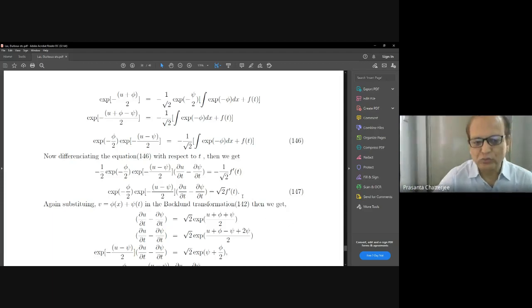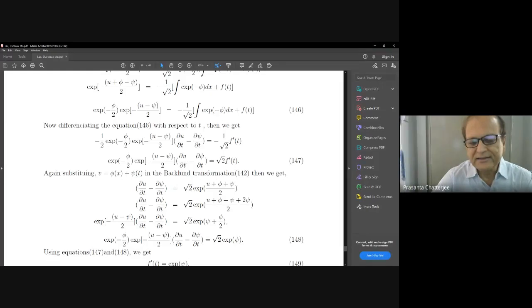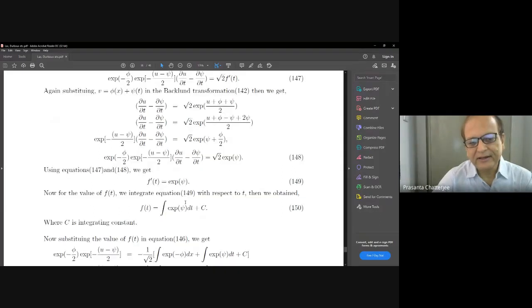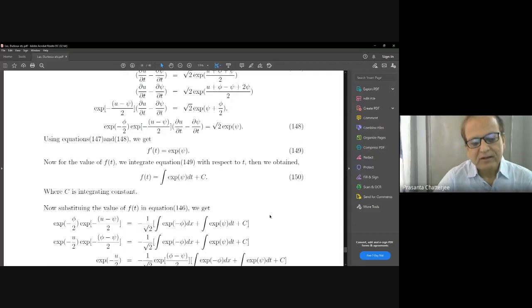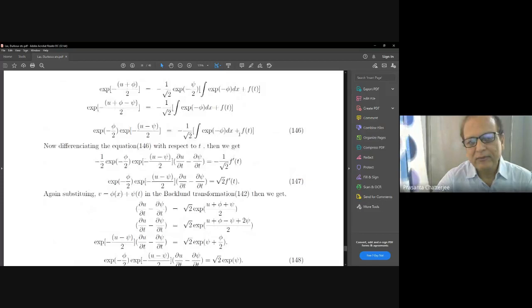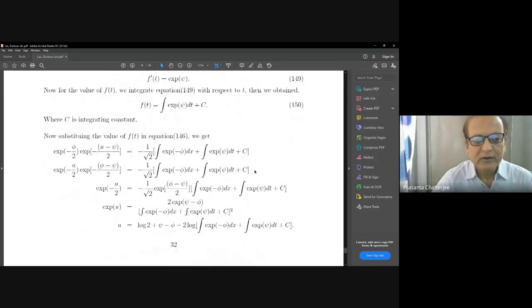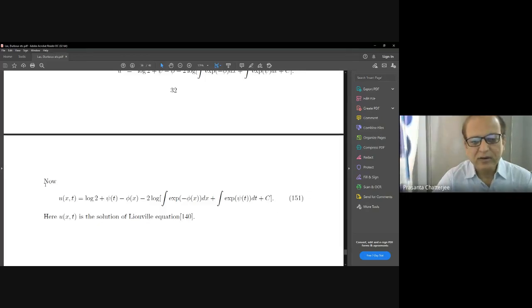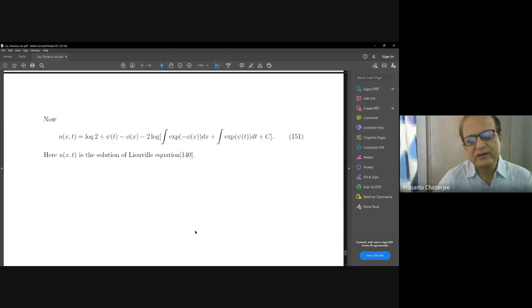Again, if we use the same trick in 142, here we have done it for x. Now if we do it for t, we get the relation 148. From 147 and 148, we can get the value of ft, which you can find as 150. Substituting the value of ft in equation 146, we get the relationship for u, or u of x and t by 151. But u of x and t is the solution of Liouville equation 140.